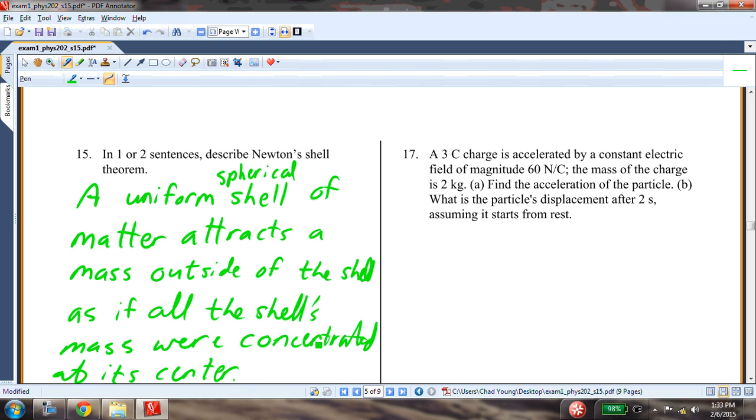All right, 17, a 3 coulomb charge is accelerated by a constant electric field of 60 newtons per coulomb. The mass of the charge is 2 kilograms. Find the acceleration of the particle. And what is the particle's displacement after 2 seconds?